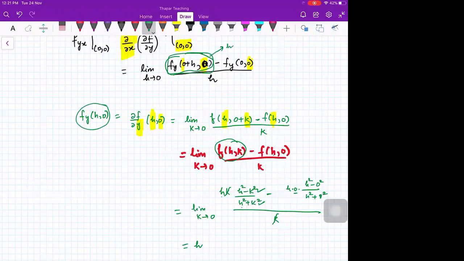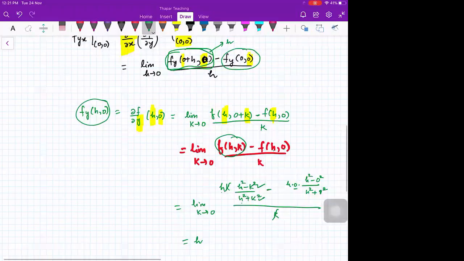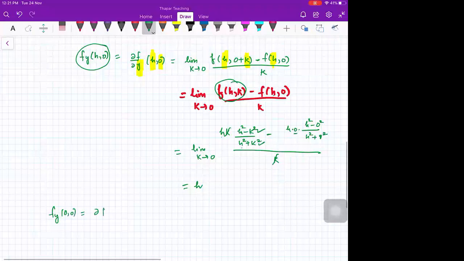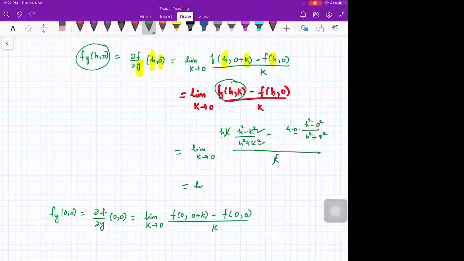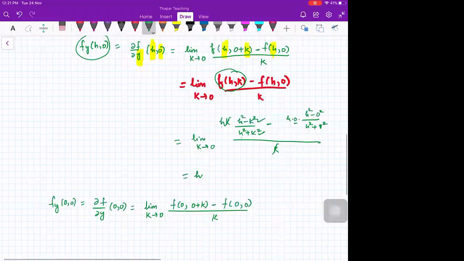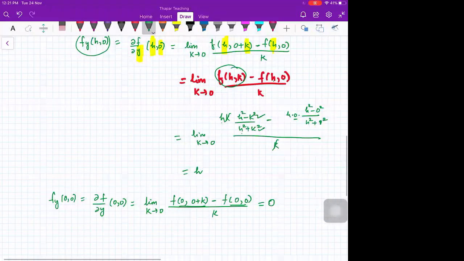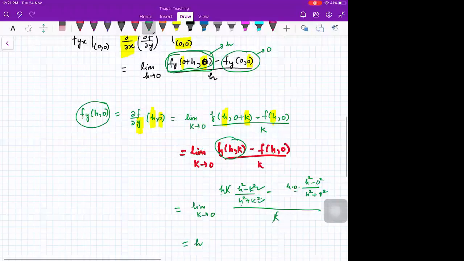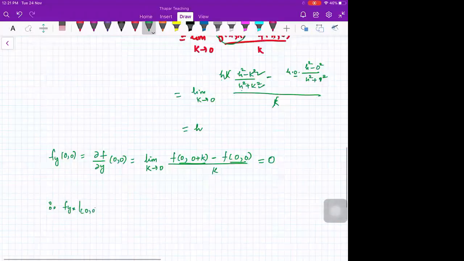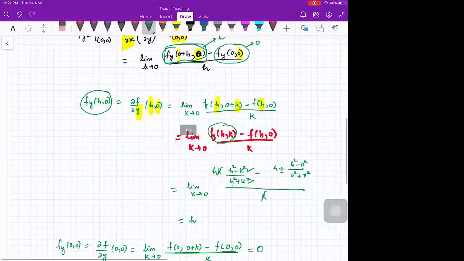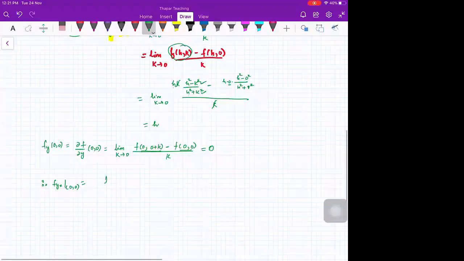Now let us compute fy at (0,0). If you compute fy at (0,0), that will be ∂f/∂y at (0,0). That by definition is limit k going to 0 of [f(0, 0+k) − f(0,0)]/k. So you just compute it. This is also 0, this is also 0. So this quantity here is 0. Therefore, what will be your fyx? Therefore, fyx at (0,0) will be, I'm just putting the values here, limit h going to 0 of (h − 0)/h, which is 1. Right?